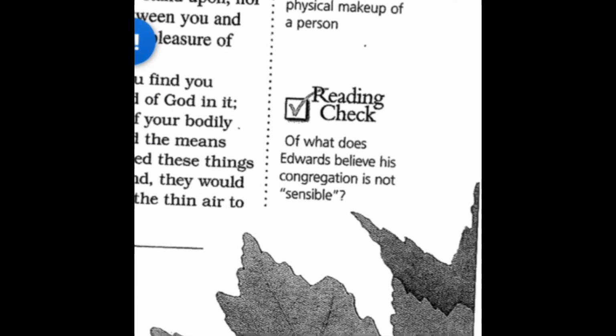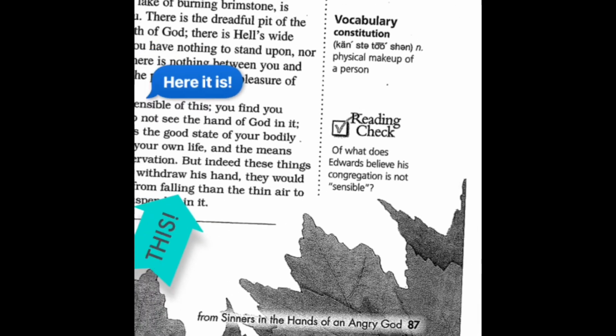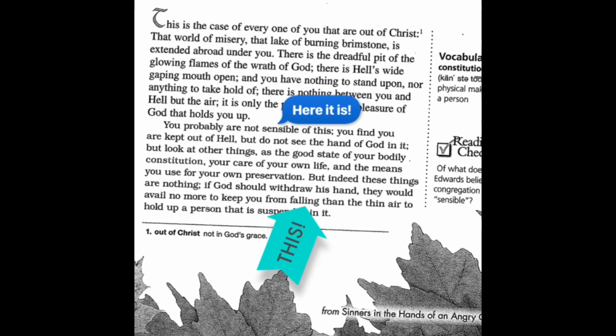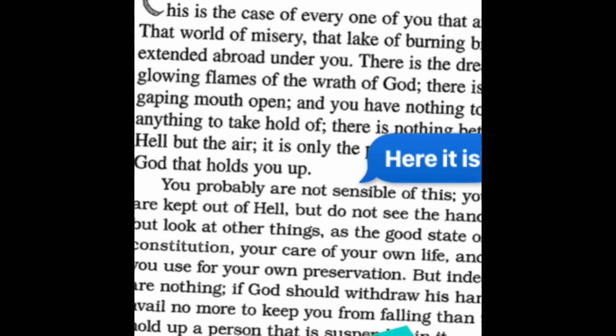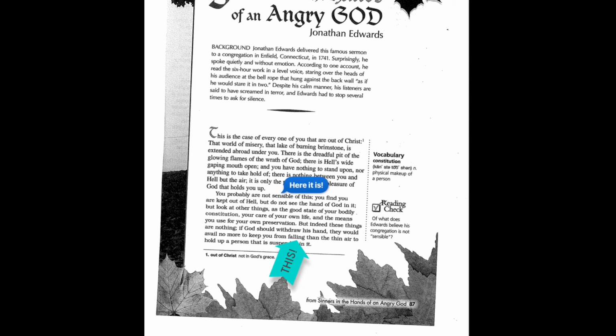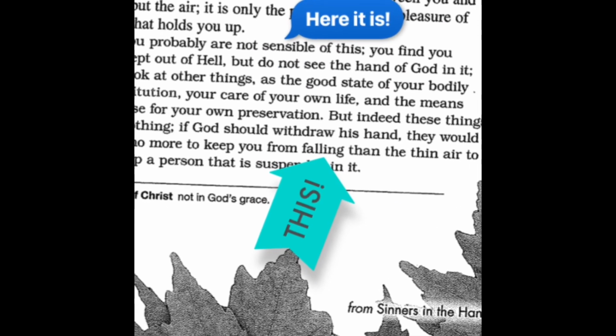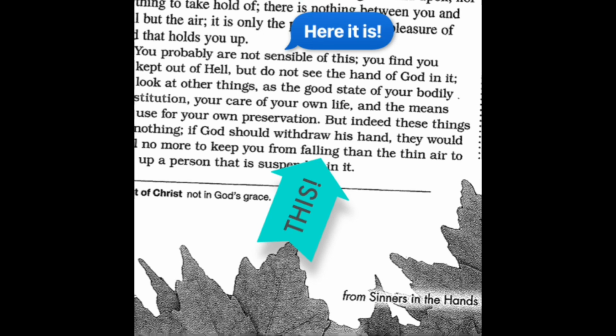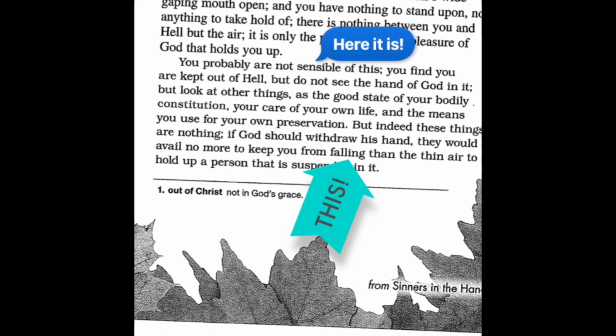Okay, so reading Sinners in the Hands of an Angry God, the question is, of what does Edwards believe his congregation is not sensible? Well, I found that answer in the second paragraph, where it talks about right here, you probably are not sensible of this. And he goes on to talk about how what we might believe is sensible, taking care of our family, having food on the table, is not sensible to him. He thinks what is sensible is not our normal life, but our eternal life, where he talks about it right here. For example, if God should withdraw his hand, then they would avail no more to keep you from falling than the thin air.